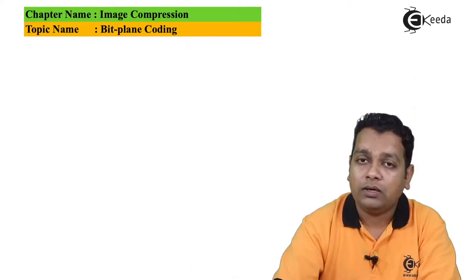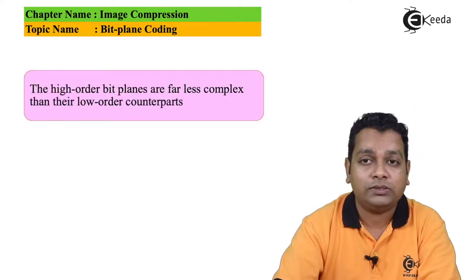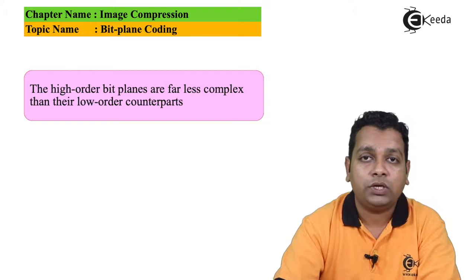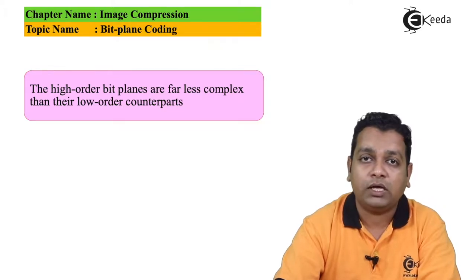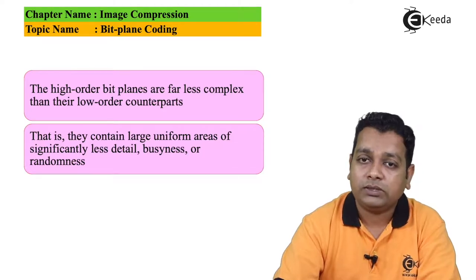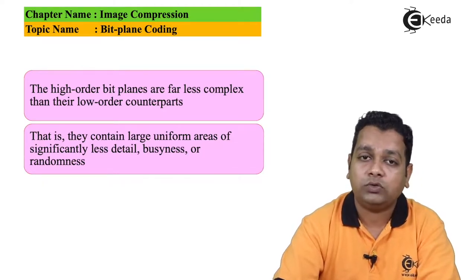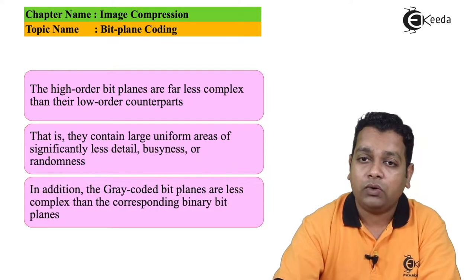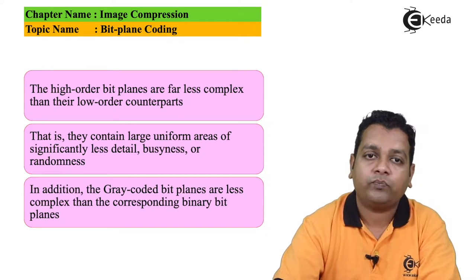So the higher order bit planes are far less complex than their lower order counterparts. In the higher order bit planes, we can actually identify from which original image this bit plane has been taken. So these particular bit planes contain large uniform areas with significantly less detail, busyness or randomness. In addition, the gray coded bit planes are less complex than the corresponding binary bit planes.